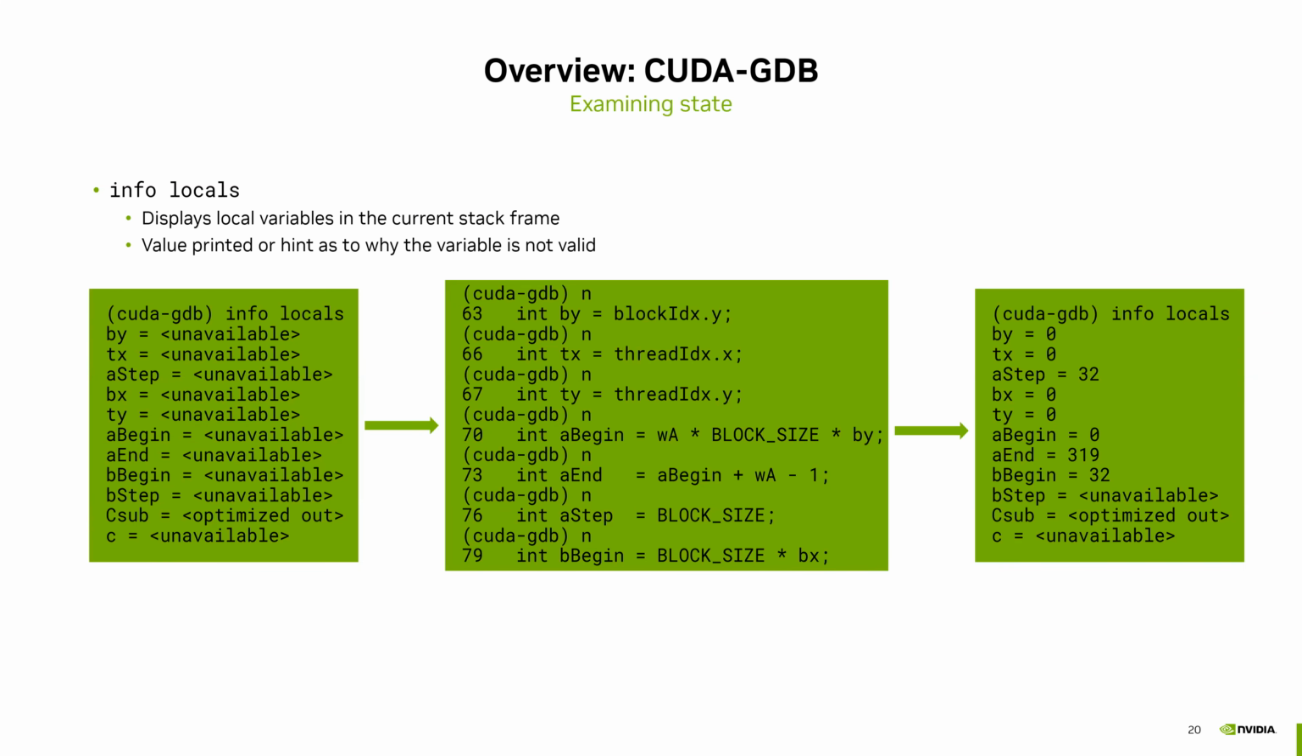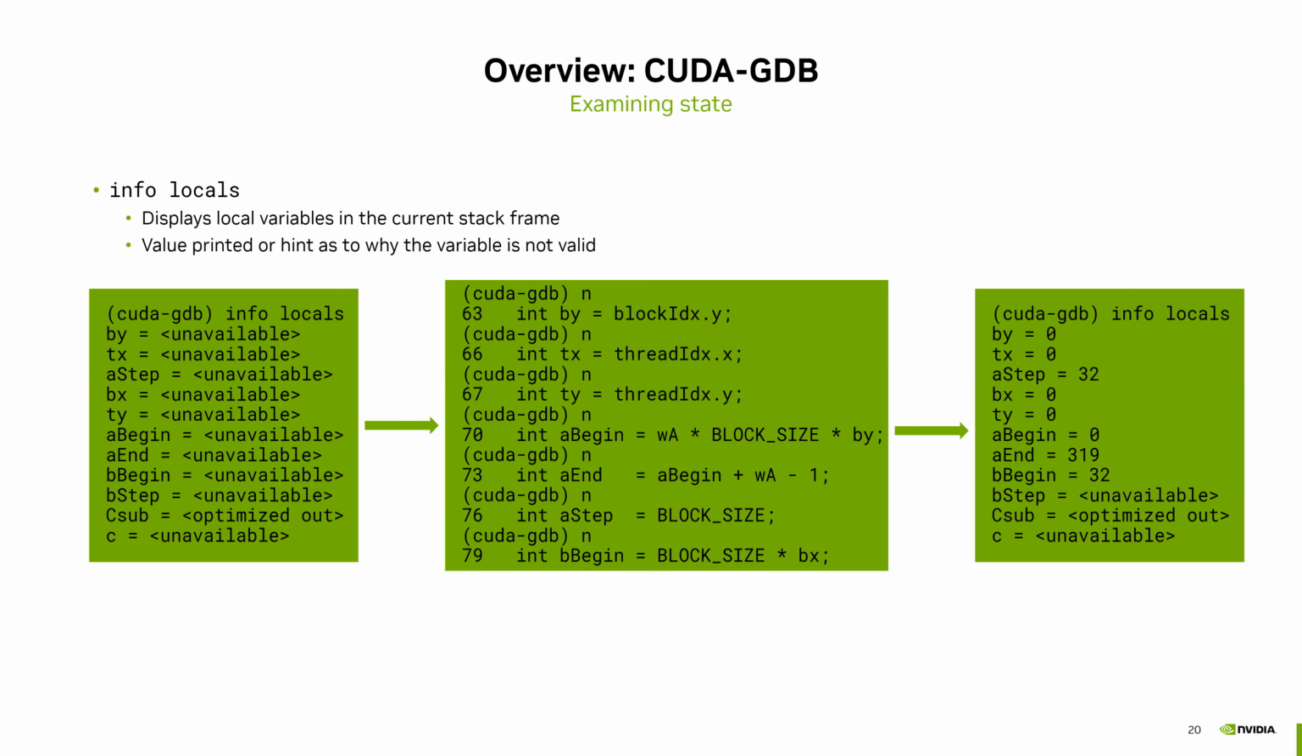Examining state, I always like to start out with info locals. So this will show you all the local variables in your current stack frame. And either the value of the local variable will be printed, or a hint as to why the variable is not valid will be shown. So on the left here, you can see I issued an info locals. This was at a breakpoint at the start of a kernel launch. So if I do info locals, I see, oh, nothing is available. Why is that? It's because these are all stored in registers, and the register is not live at this particular PC.